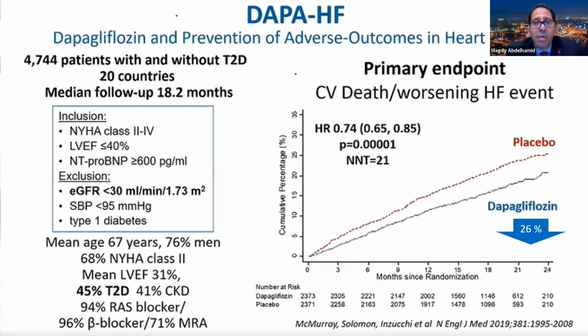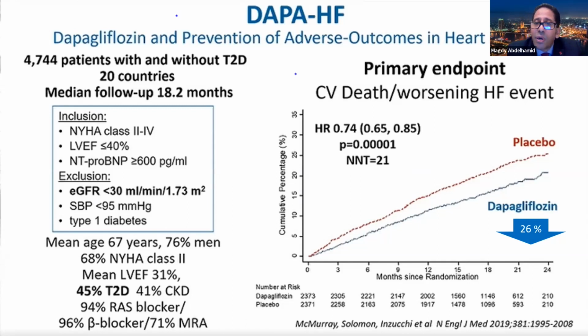And this was based on 2 landmark trials. Dapagliflozin in heart failure, which is the DAPA-HF trial, included 4,744 patients with and without diabetes, having ejection fraction less than 40%, NYHA functional class 2 to 4, high levels of NT-proBNP, up to a GFR of 30 mL per minute, excluding patients having low blood pressure less than 95 or patients having type 1 diabetes. And interestingly, only 45% of those patients had type 2 diabetes.